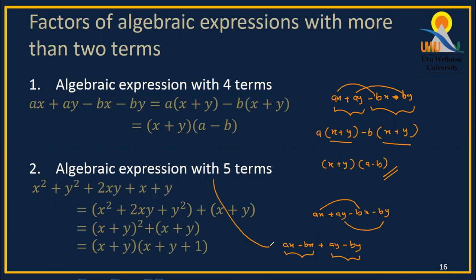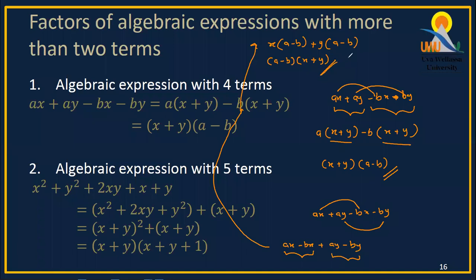Therefore, if I continue the calculation somewhat here. For the first part, you can take the x out from these two terms. Then a minus b will be the remaining. Then you can take y out of this. Then you can see again a minus b is the remaining. Now you can see that a minus b is common for both. Then the remaining has to be written inside bracket. Then it is x plus y.